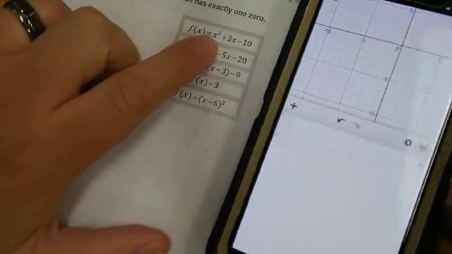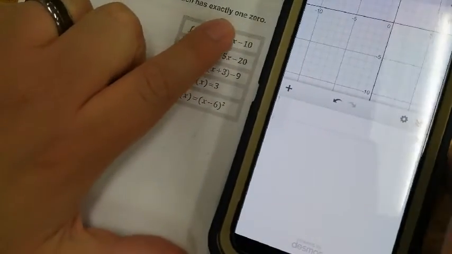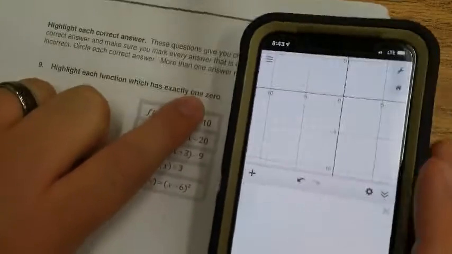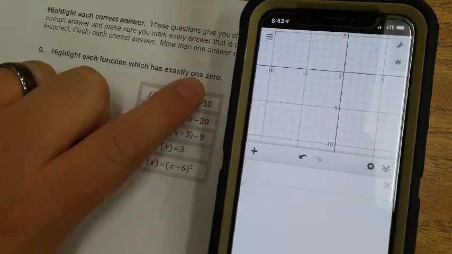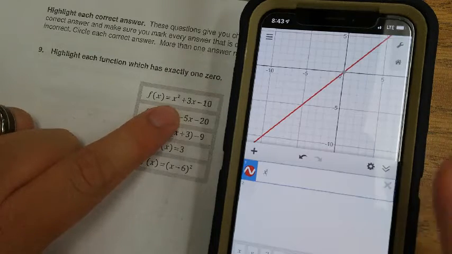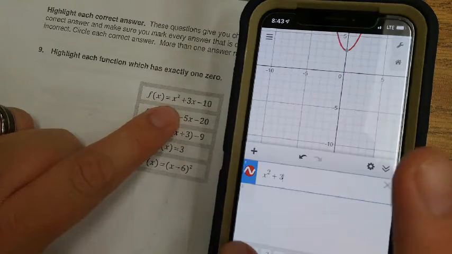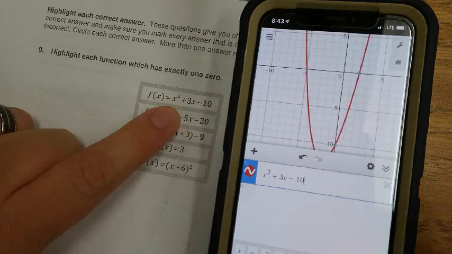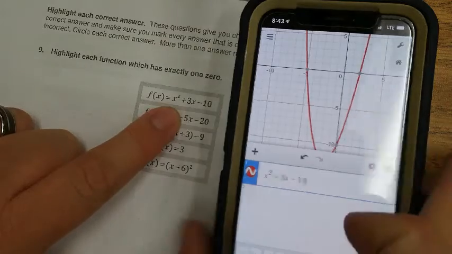Okay. Then 16. 16 was a pretty easy one with Desmos because you literally just type them in. Exactly 1, 0. So exactly 1, 0, that means what? 1 point that goes across the x-axis. Good. So I'll type in the first one, x squared plus 3x, that's 10. Okay, how many times does that hit the x-axis? Twice. So you know it's not that one.